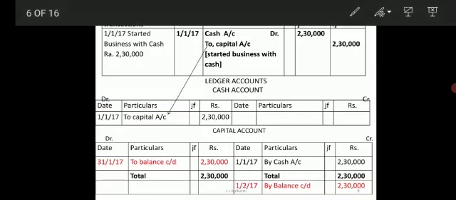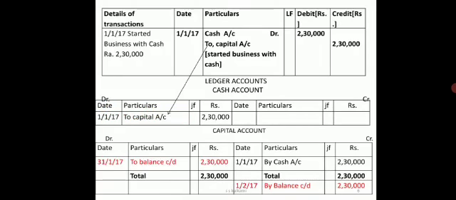So we are having this capital account which is appearing on the debit side of my cash account, 2,30,000. Now come to my capital account. Now this capital account should come on the credit side, that is by cash.